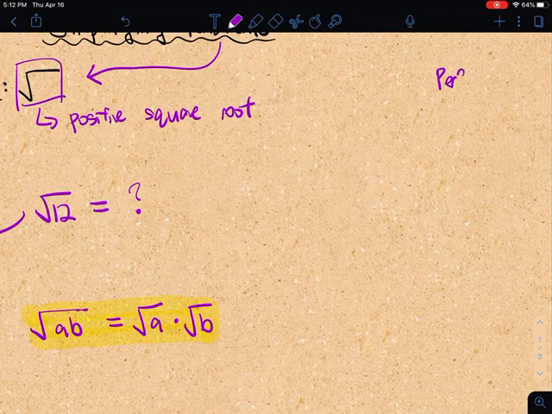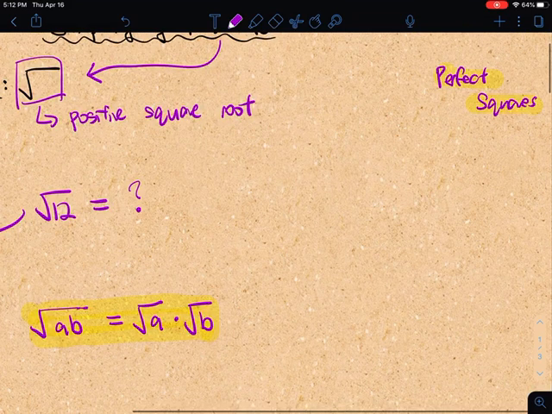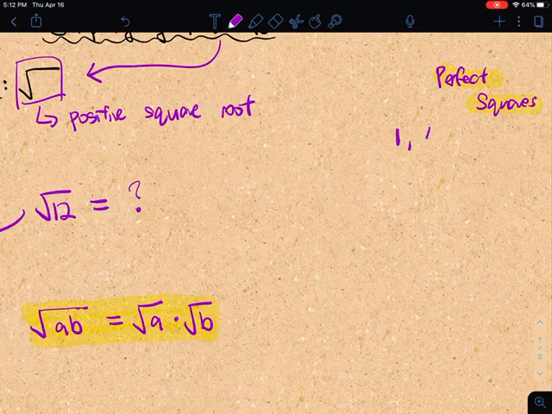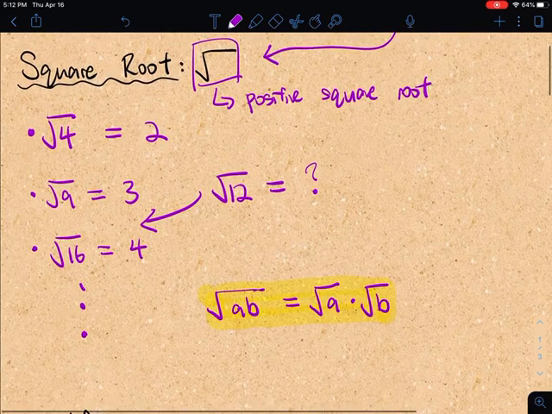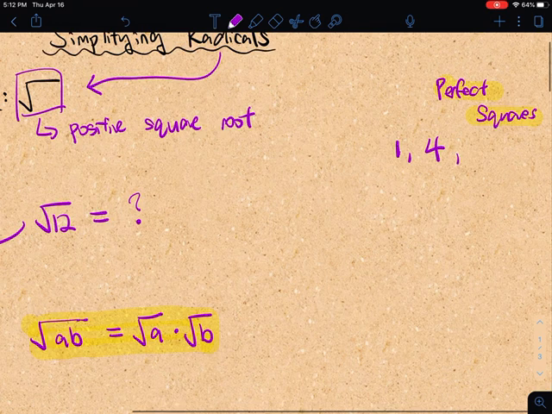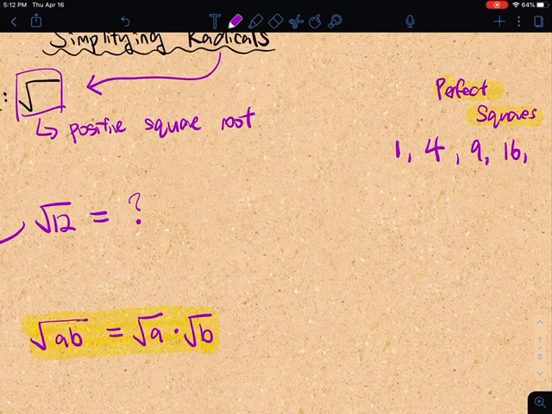But before we actually get there, I just want to go ahead and list out the perfect squares that we know. I'll do that right over here. So what perfect squares do we know? Okay, so perfect squares are numbers that we can take the square root of, right? So starting with 1, because the square root of 1 is 1. Square root of 4, right? We did that over here with the square root of 4, 9 and 16. And then what's next?